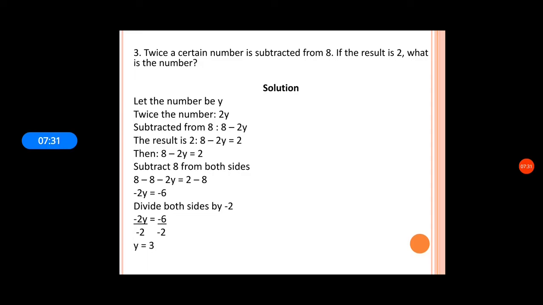You want to see if you are correct? Just substitute your y, which is 3, into the original equation. So we have 8 minus 2 times 3. 2 times 3 will give us 6. 8 minus 6 will give us 2. It means we are correct. We are good to go. Let's move to the next slide.